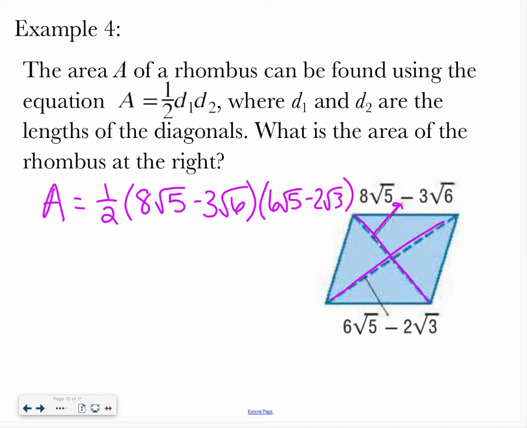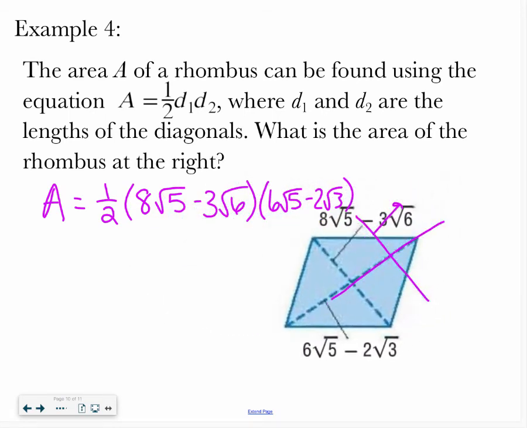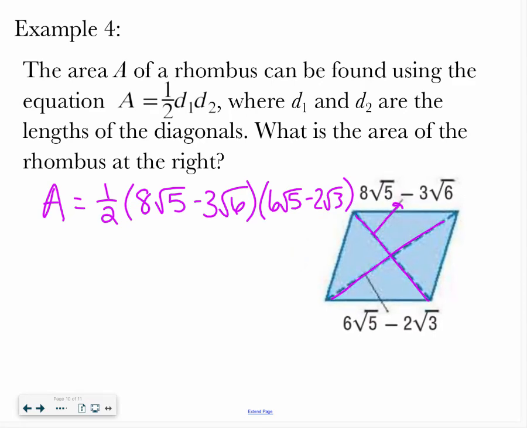Okay, so I have area equals 1/2. I'm going to deal with that 1/2 later. And I see that I have 2 terms times 2 terms. I'm going to use my FOIL method.